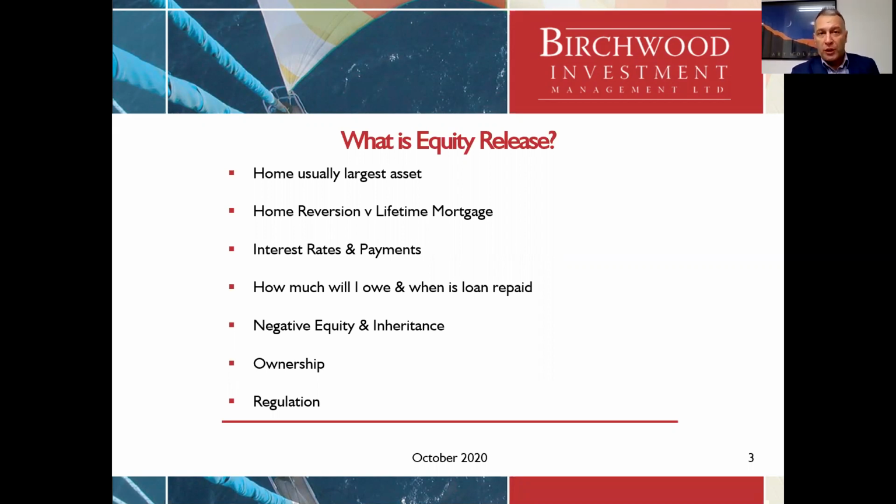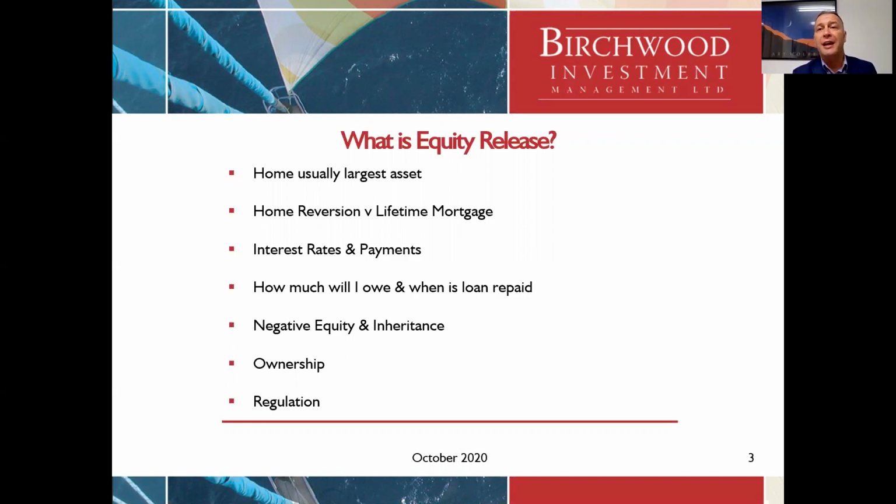Unlike residential mortgages, interest payments are not required to be made on equity release mortgages. Instead, the interest simply rolls up over the term of the loan, and the total amount, including the original capital borrowed, is then repaid either at the end of your lifetime or again if you move into long-term residential care. The loan is usually repaid from the proceeds of the house sale.